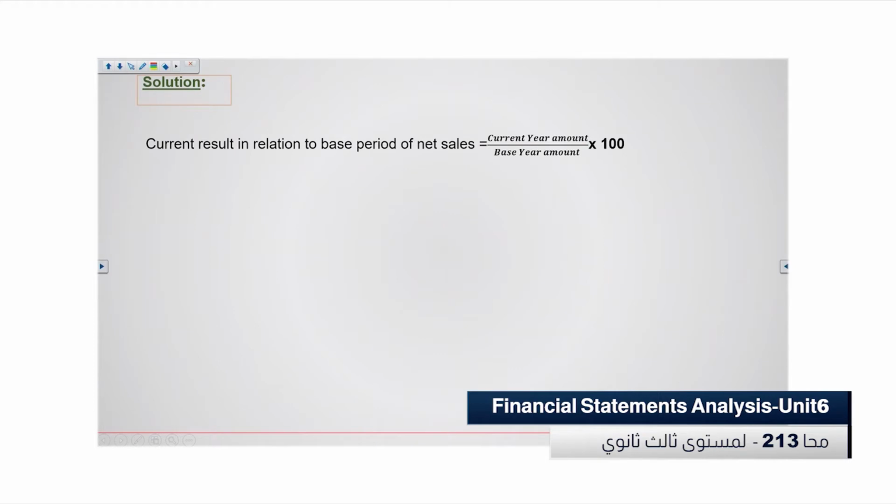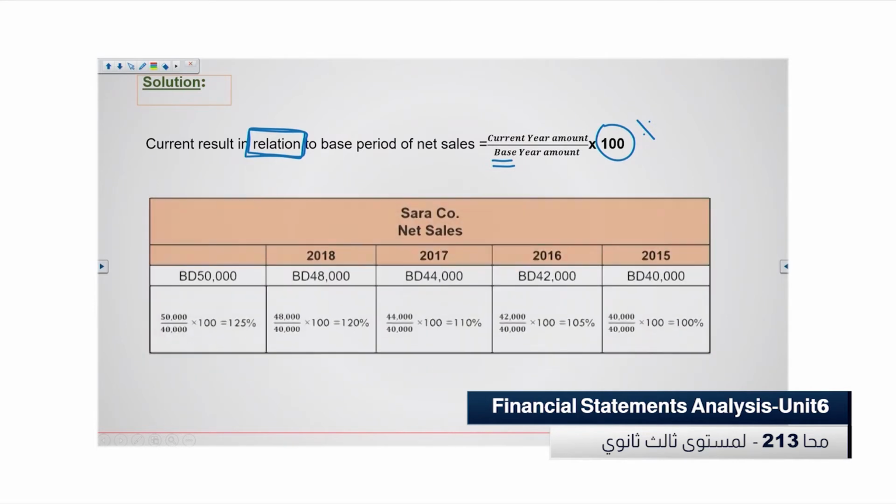The formula says current result in relation to base period of net sales. Relation. Okay, relation. So what is the formula? Current year amount over base year amount multiply by 100 to get the percentage. Okay, current year over the base year multiplied by 100.